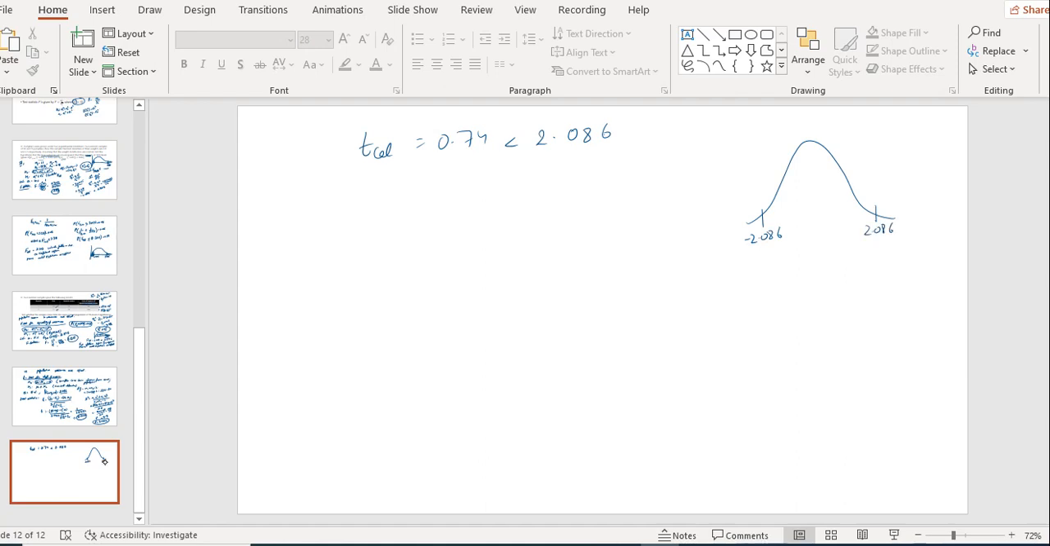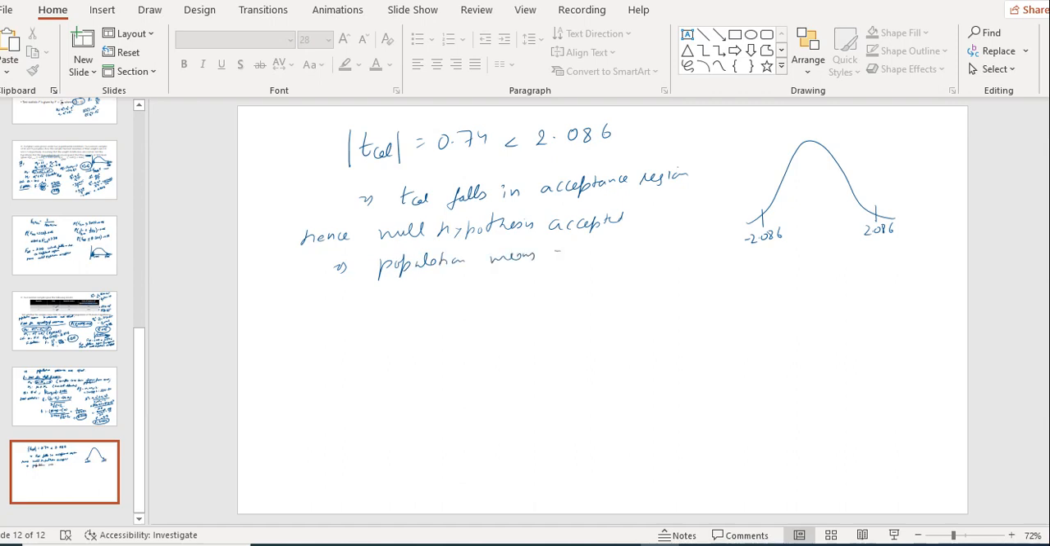Because this value is less than this one, it means that t calculated falls in the acceptance region, hence the null hypothesis is accepted. So what do we conclude? That the population means are equal.